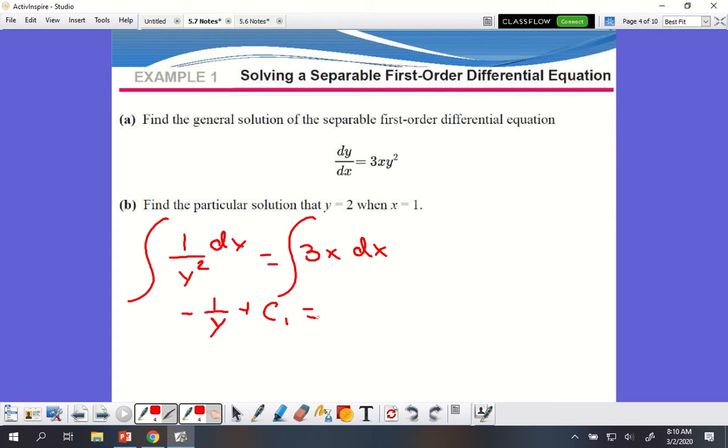Over here, again, I'm going to add 1 to my exponent. So equals, that's going to be 3x squared over 2, and plus c2. And you're not going to need to do the c1 and c2 here.